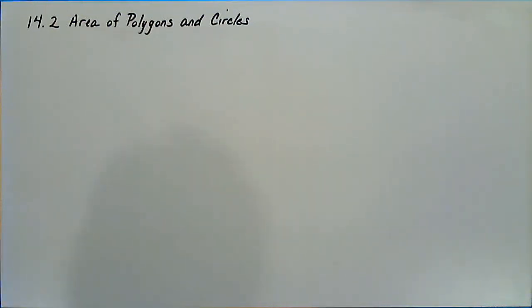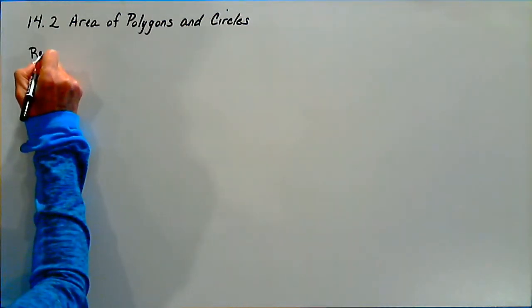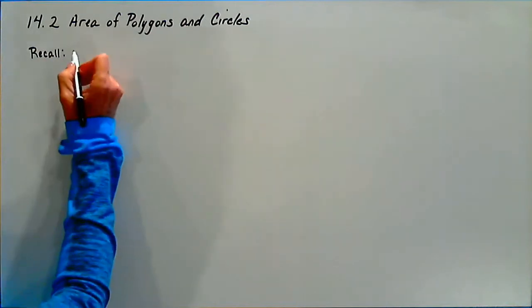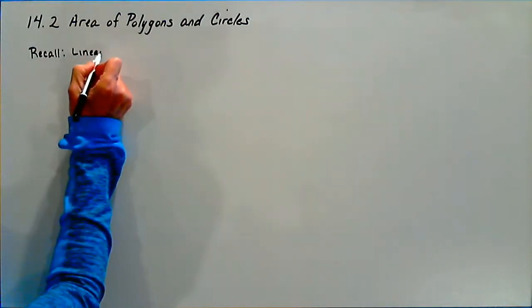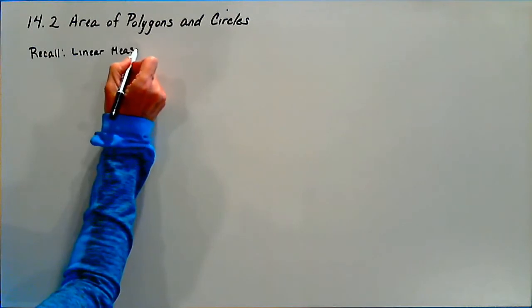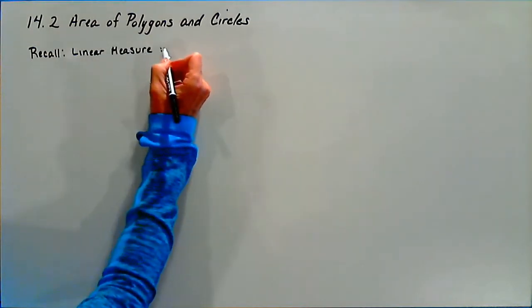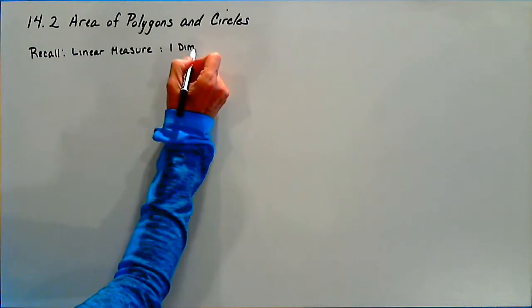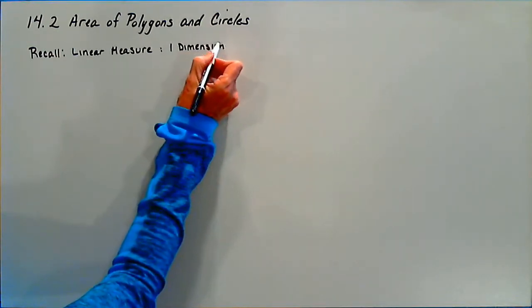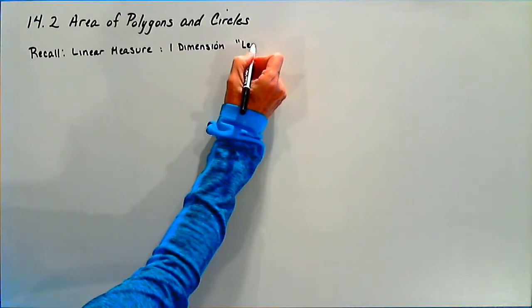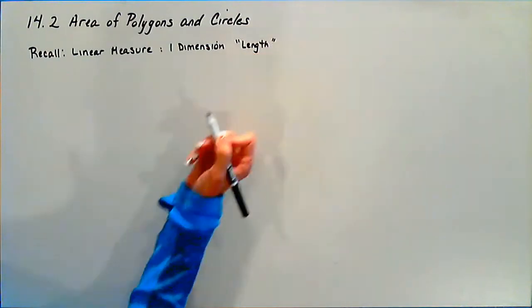Alright, so we're going to take a look at section 14.2, area of polygons and circles. First of all, if you recall from the last section, one of the things I want you to think about is that linear measure is always one-dimensional, or first degree. Usually when we think of this, we can think of just how long something is, just one dimension.